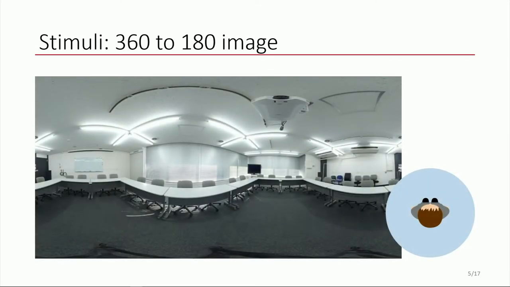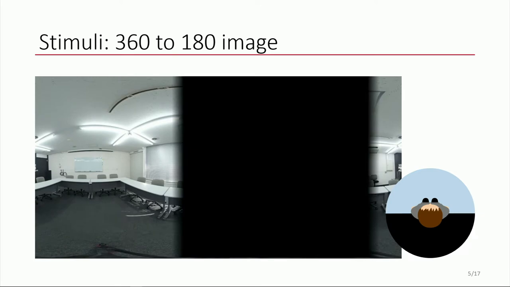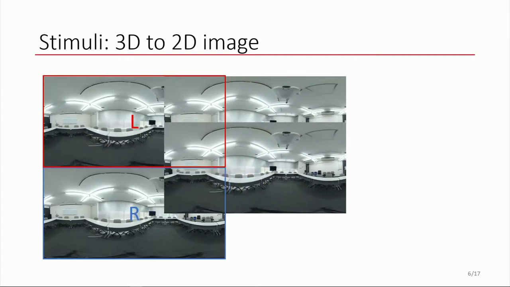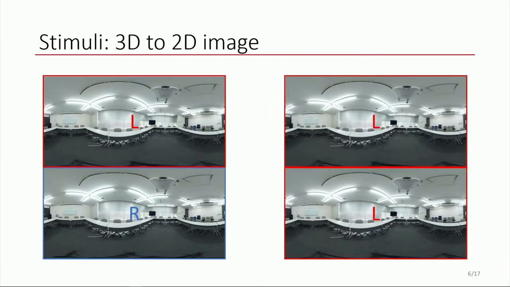In the 360 condition, the original image was displayed. In the 180 condition, it was processed with black on the half and with blur on the borders. In the stereoscopic condition, the original images were displayed. On the other hand, in the monoscopic condition, the image for the left eye was displayed to both sides so that there was no parallax.